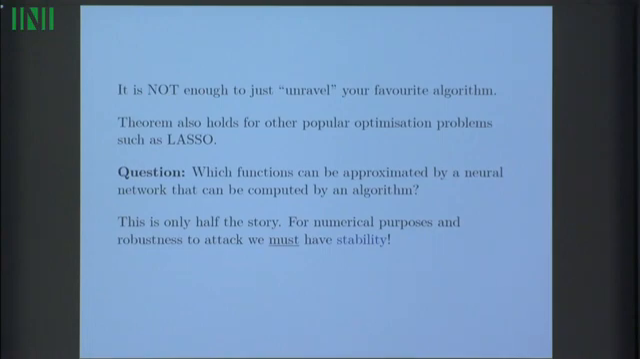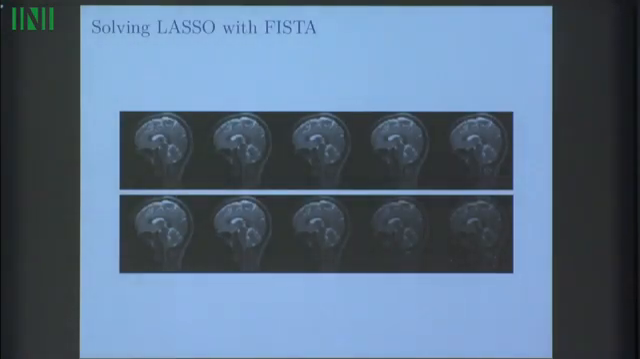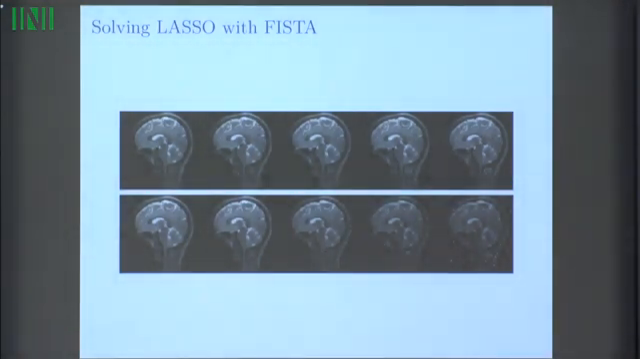But this is only half the story. Because for numerical purposes and robustness, you have to have stability, right? If you're from a numerical analysis background, this is kind of built into you. You need to have some form of numerical stability, and also in certain scenarios to adversarial attacks. So this is where the results get a bit surprising.